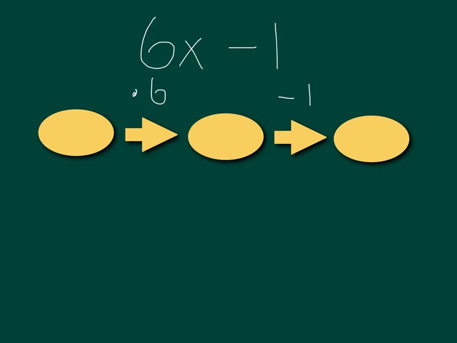Now I'm going to ask you to substitute the number 2 for x. So we would start with our 2. Then we would do 2 times 6, which is 12. Then we would subtract 1, which gives us 11.